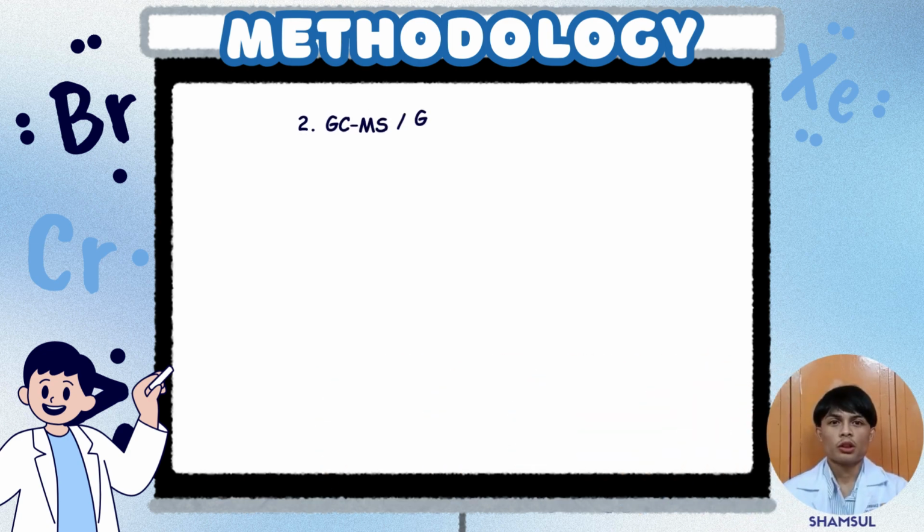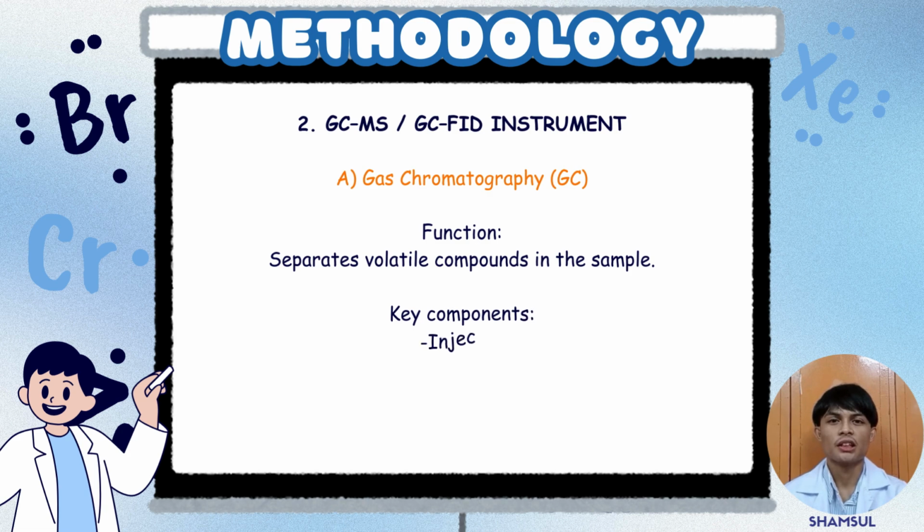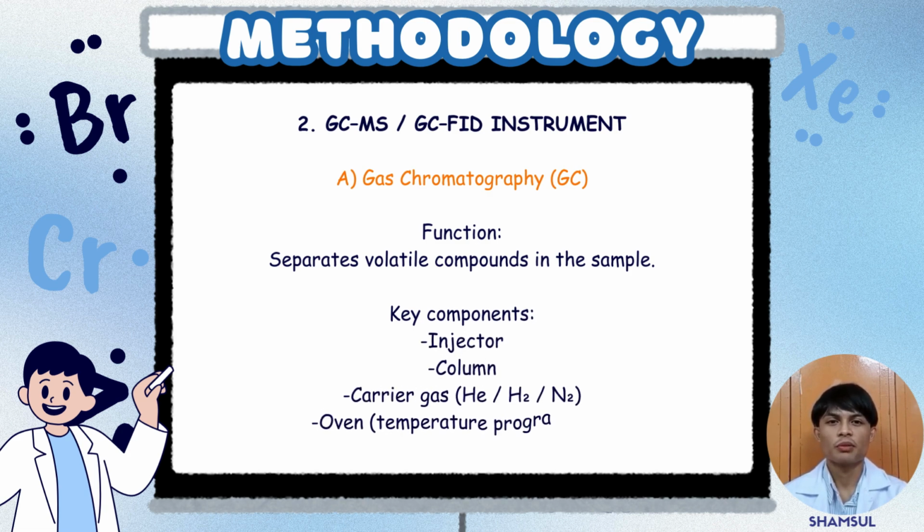Now we are moving on to the second part of the methodology, which is the gas chromatography mass spectroscopy and gas chromatography flame ionization detector. Specifically for gas chromatography, its main function is to separate volatile compounds in the sample. The key components involved are the injector, the column, the carrier gas, which can be helium, hydrogen, or nitrogen, and lastly the oven for temperature programming.